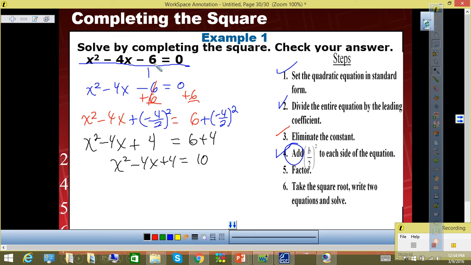So let's see so far. Standard form? Yes. Divide by the leading coefficient? Yes. Eliminate the constant? Yes. Add b over 2 squared to complete the square? Yes. And I simplify that so far.